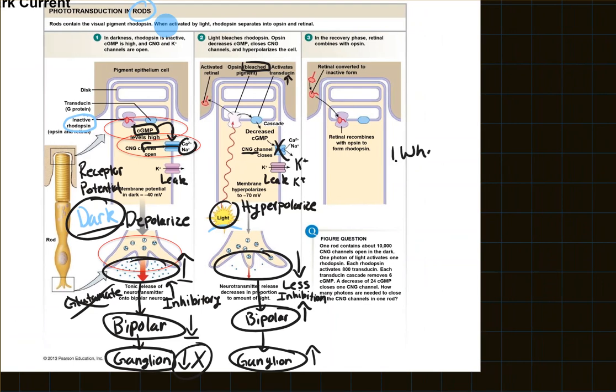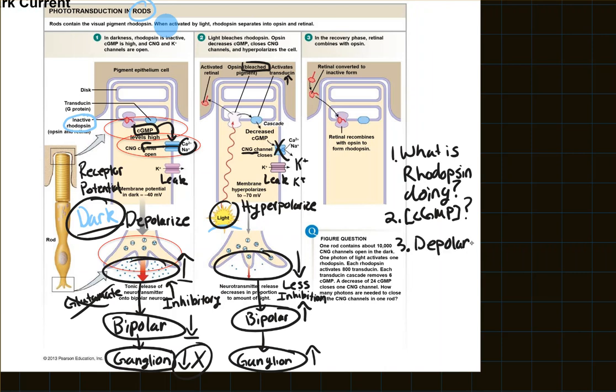What is rhodopsin doing? Is it inactive or is it active? What is the concentration of cyclic GMP? And then third, depolarize or hyperpolarize?